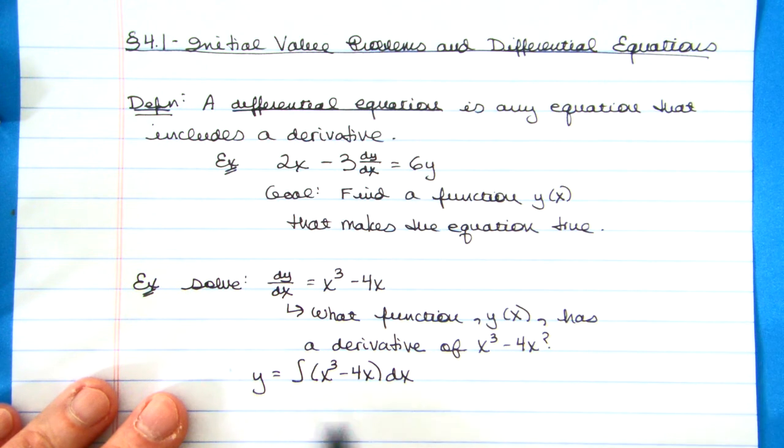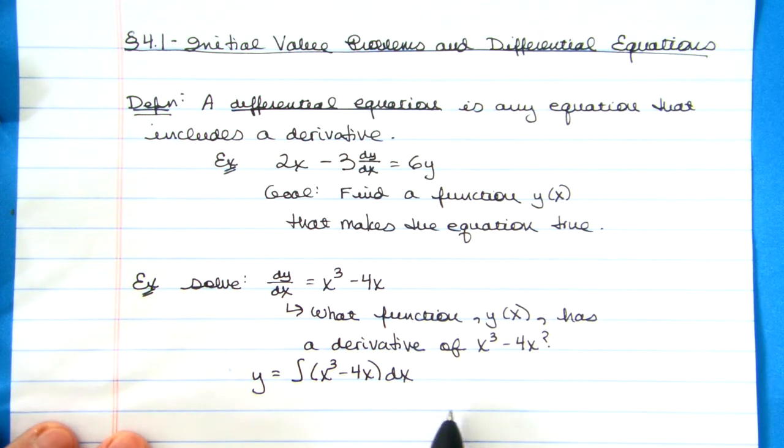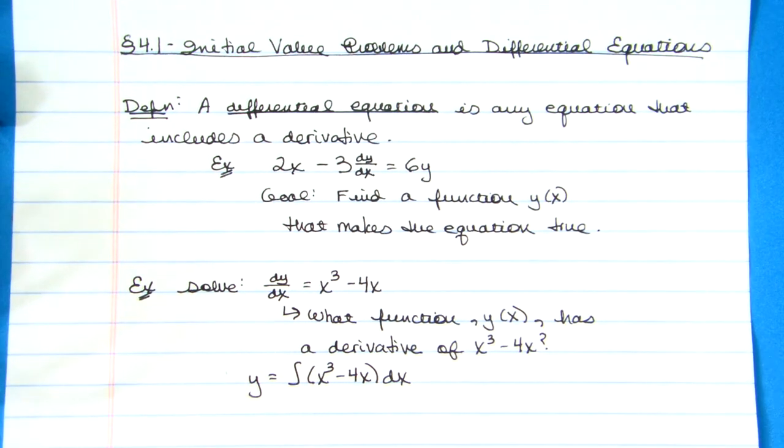You take a moment, find the antiderivative. The only difference here is rather than our answer being an expression, our answer is going to be a function. You're just going to say y equals whatever you get for your antiderivative. So go finish this off. What's the antiderivative?